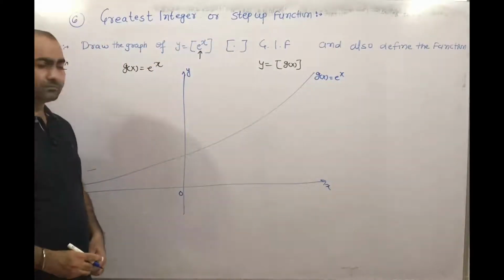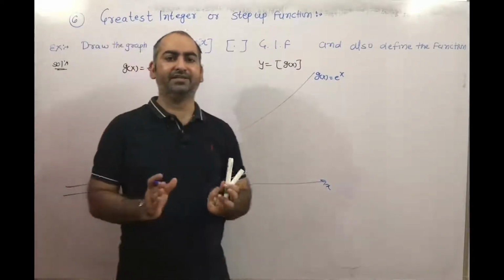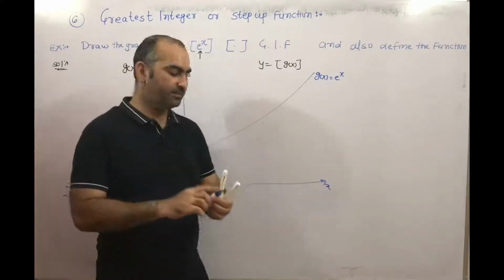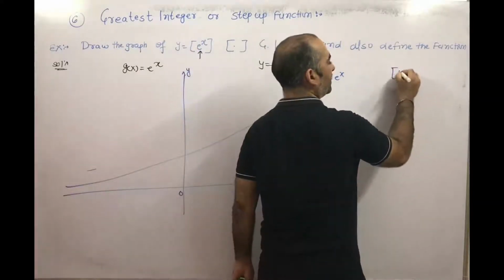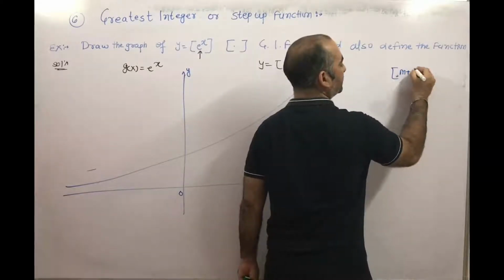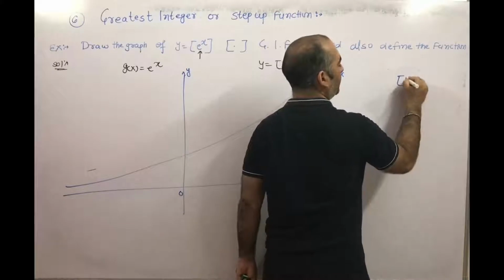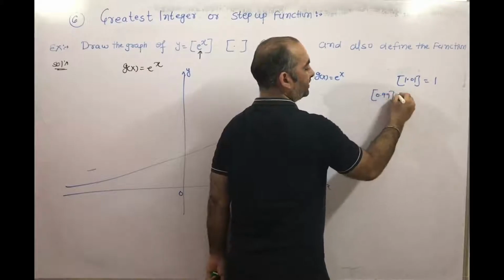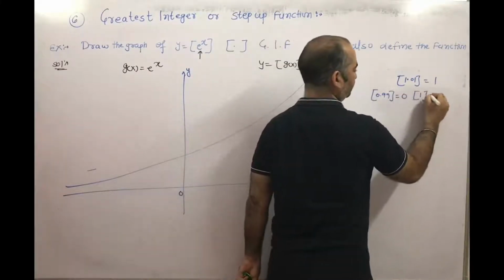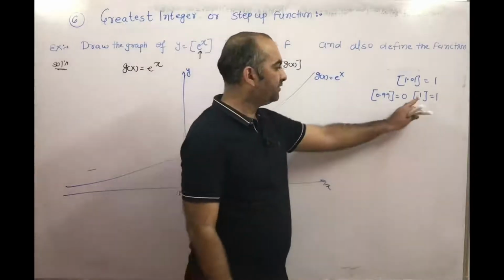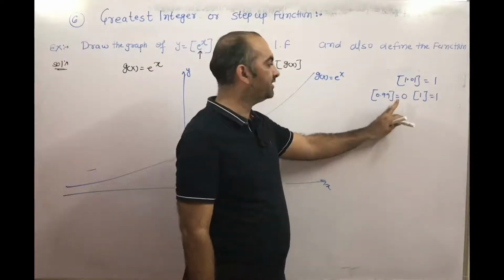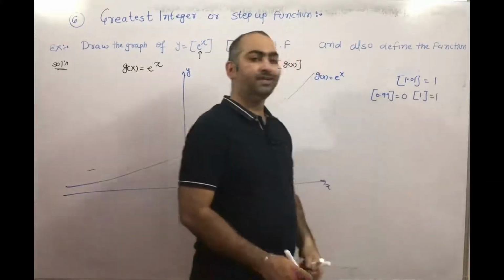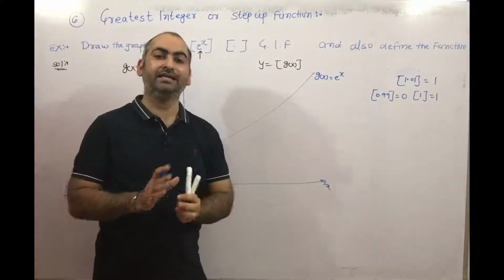Now we know that for the greatest integer function, at an integer the right hand side will have a different value and the left hand side will have a different value. For example, greatest integer of 1.01 will be 1, and greatest integer of 0.99 will be 0, and greatest integer of 1 is 1. So you can see left hand side of 1 we have 0.99, so its greatest integer value is 0, and right hand side of 1 is 1.01. Here we have value 1.